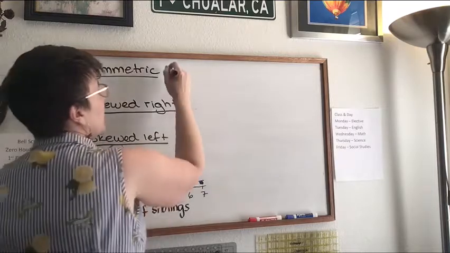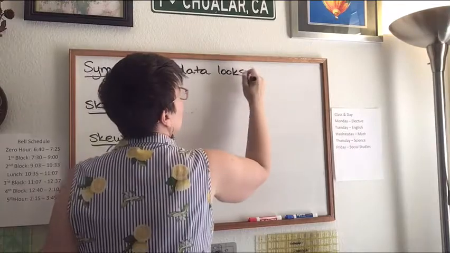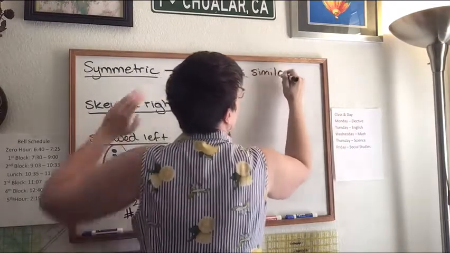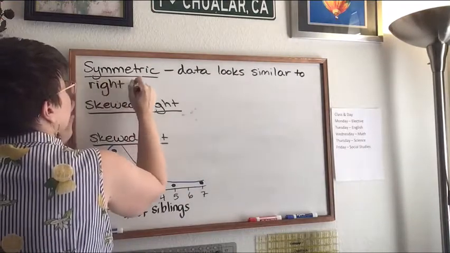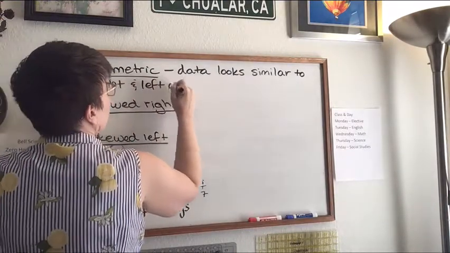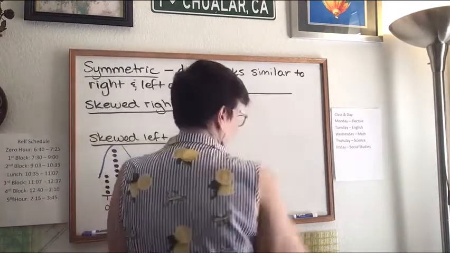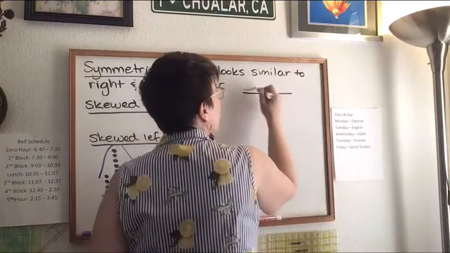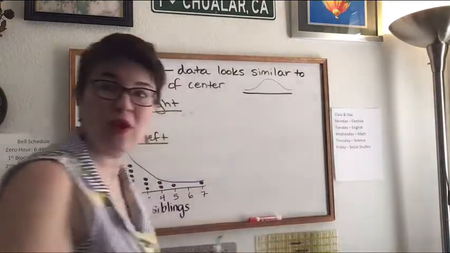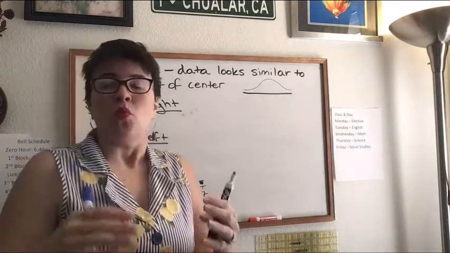Okay, symmetric means that the data looks similar to right and left of center. And so when I draw that, it might look like, if I were to trace it, not with the dots, right, pretend dots are there. If I were to trace it, it might look a lot like that, which we call a normal distribution. So it'll generally look like a hill where the sides match.